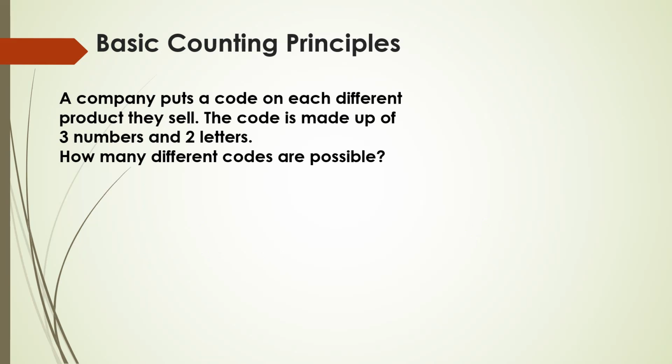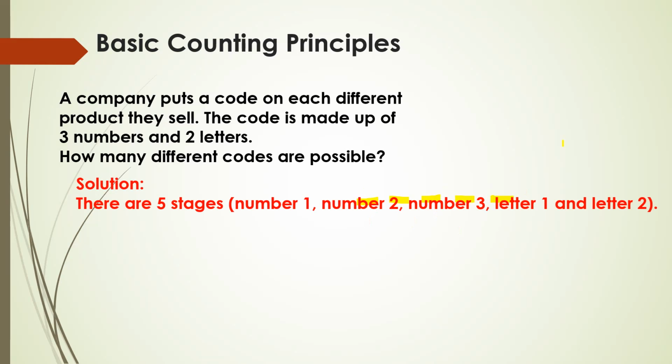Okay, a company puts a code on each different product they sell. The code is made up of 3 numbers and 2 letters. How many different codes are possible? Okay, they put a code on each product that they sell. The code is made up of 3 numbers, 1, 2, 3, and 2 letters. There's 10 numbers and there's 26 letters to choose from for each of the codes.